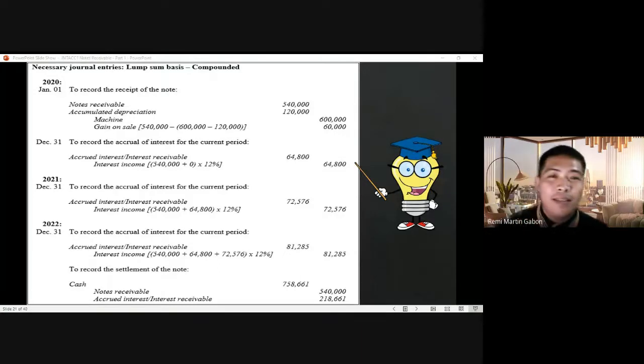Di ba? So that should be depending on the situation. Pero kung si lender ka, pwede compounded. Pero kung ikaw si borrower, no interest at all.